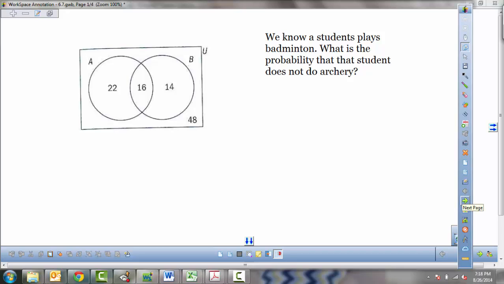Okay, so we're going to continue looking at probability and continue working with it. We're going to look at a new type today. But before we get into the actual meat of this, let's try and solve this problem.